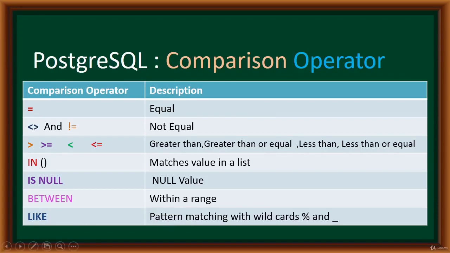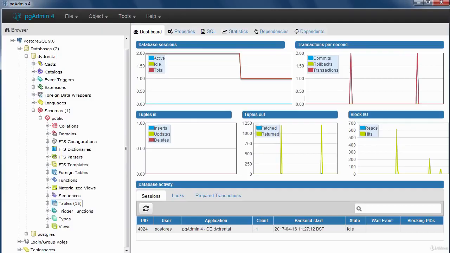You can also use a like operator. Usually a like operator is used to match a pattern in a column, and you use that in combination with two wildcards, the percent and the underscore. I'm just going to quickly show you a couple of examples using the comparison operators.